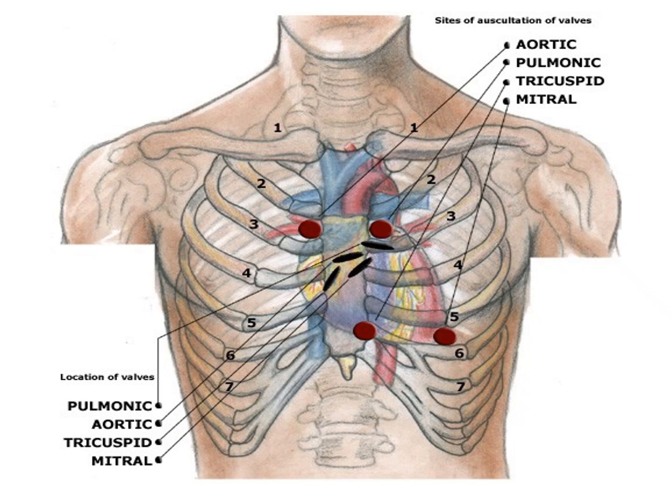The aortic valve is auscultated at the second intercostal space to the right of the sternum, while the pulmonic valve is heard at the second intercostal space to the left. The tricuspid valve is best heard at the lower left sternal border near the fifth intercostal space, and the mitral valve is auscultated at the cardiac apex, typically at the fifth intercostal space along the midclavicular line. Listening at these specific sites allows clinicians to distinguish between normal heart sounds, S1 and S2, and abnormal murmurs that may indicate valve disease or dysfunction.